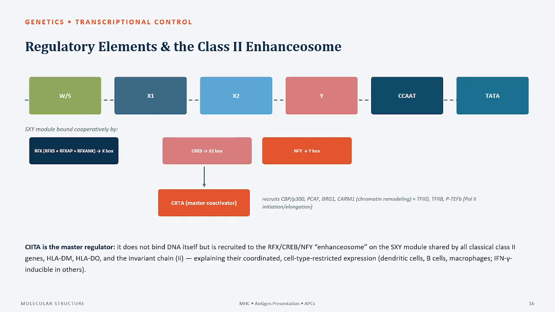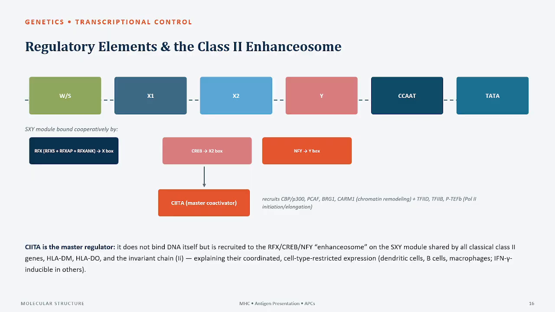So now the regulatory elements and the class 2 enhanceosome, the SXY module. The enhanceosome assembles on a highly conserved cis-acting regulatory region upstream of the MHC class 2 genes, known as the SXY module. It consists of 4 distinct sequence blocks.